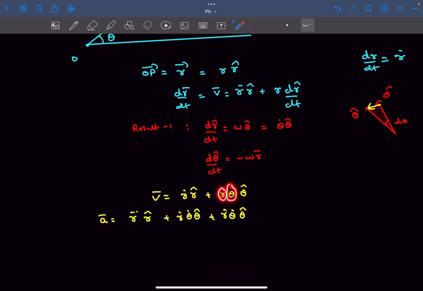Now we have to differentiate theta dot. So that would become r theta double dot. And this is basically the alpha of the line OP, but I'm going to write it as theta double dot for now. The direction would be theta cap. Plus the last term is going to be r theta dot times d theta cap by dt, which from here we can borrow as minus theta dot.